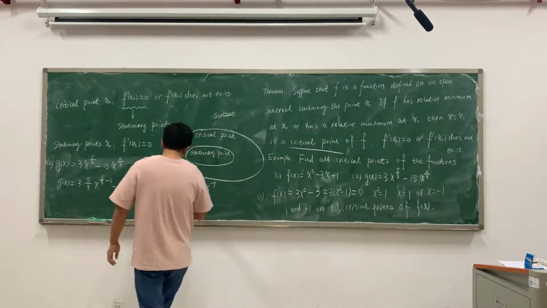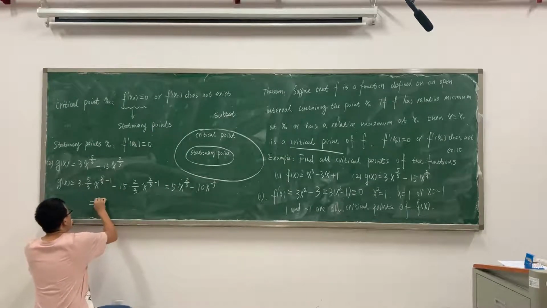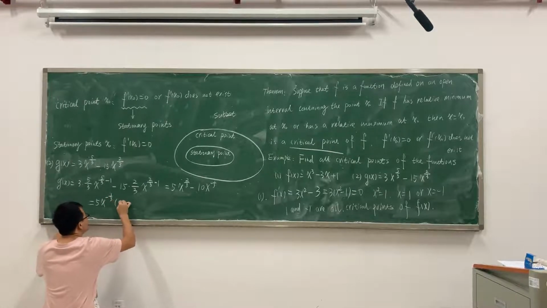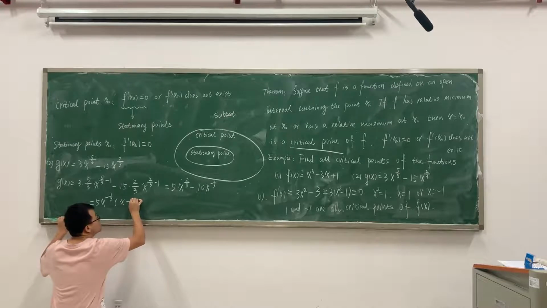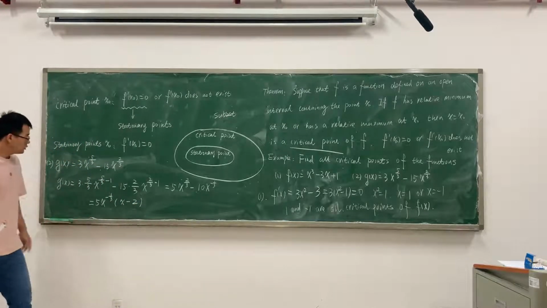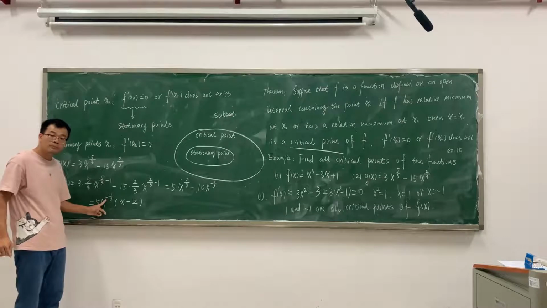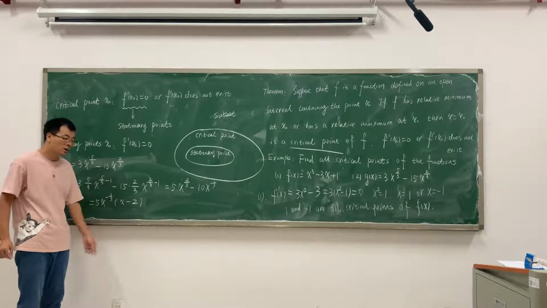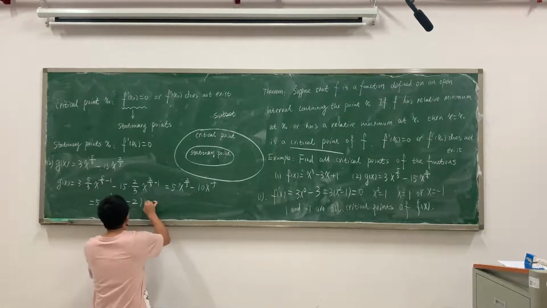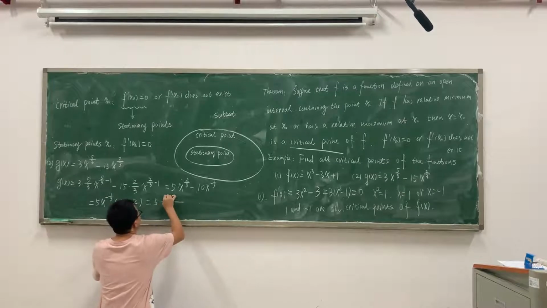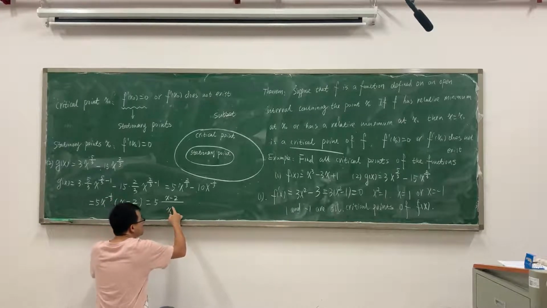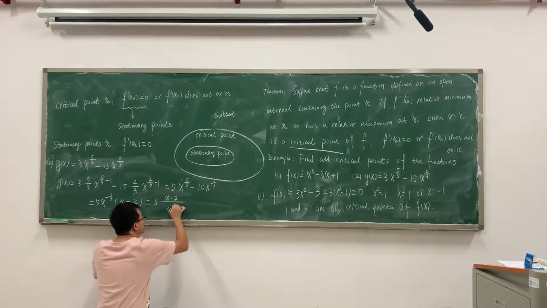Here we take out 5 and x to the power minus 1/3. So it's equal to 5 times x to the power minus 1/3 times (x minus 2). We rewrite it with x to the power 1/3 in the denominator.